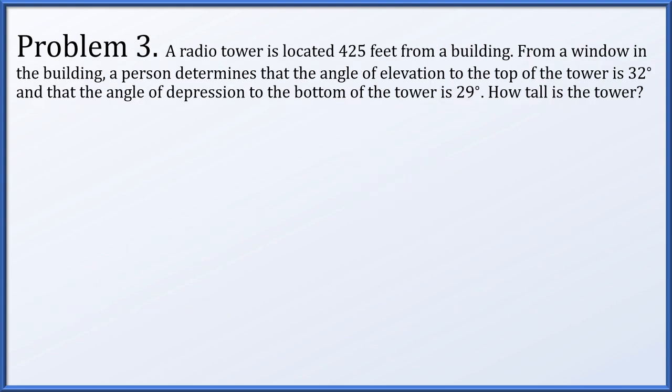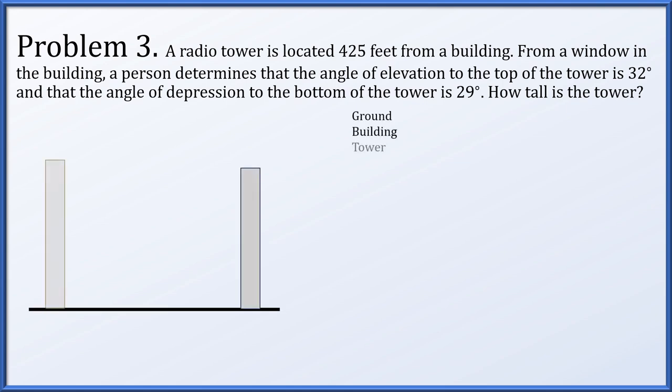In problem 3, a radio tower is located 425 feet from a building. From a window somewhere on the building, a person determines that the angle of elevation to the top of the tower is 32 degrees and the angle of depression to the bottom of the tower is 29 degrees. We now need to know how tall the tower is. So we have our ground, we have a building, we have a radio tower. We have the distance between the two, which is 425 feet.